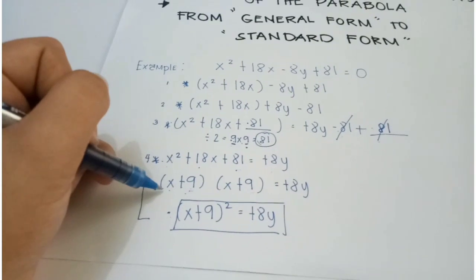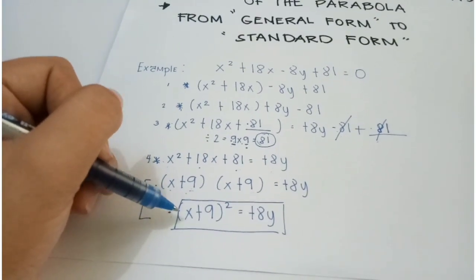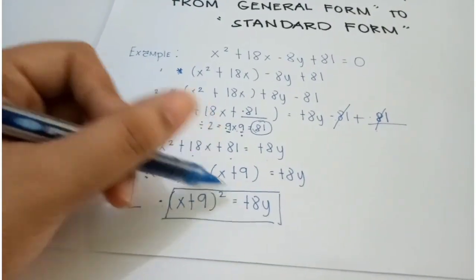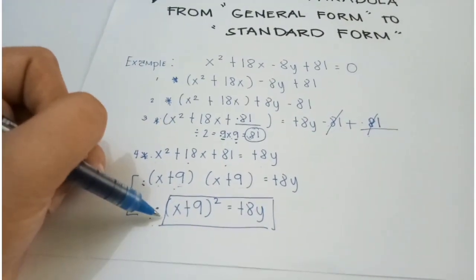So, paano natin po paiikliin ito? So, magiging po siyang x plus 9 squared equals positive 8y. So, ito po ang pinaka-final na answer.